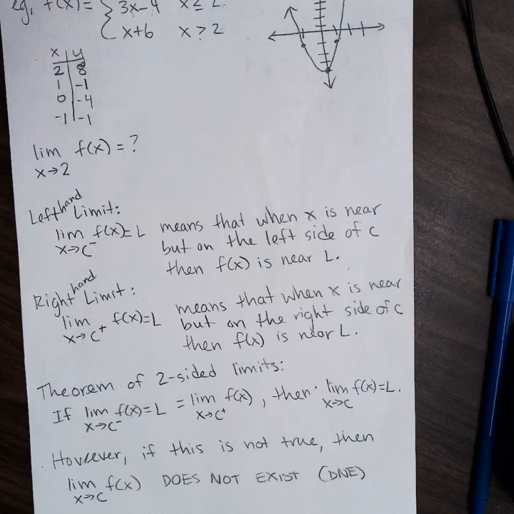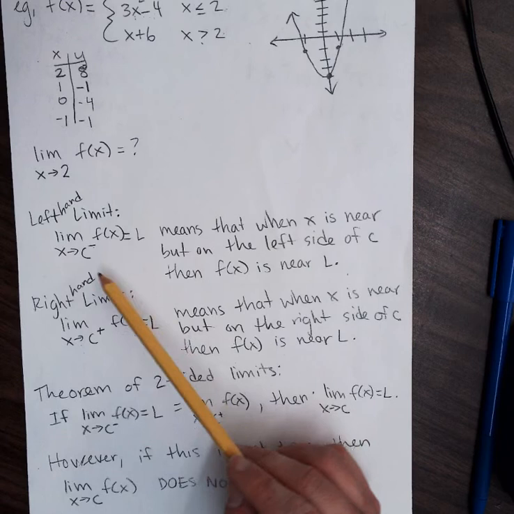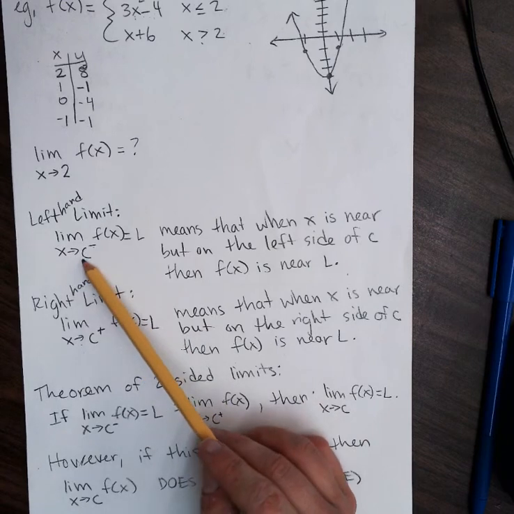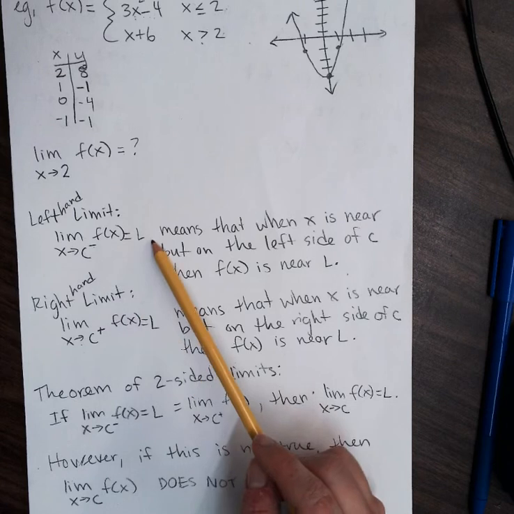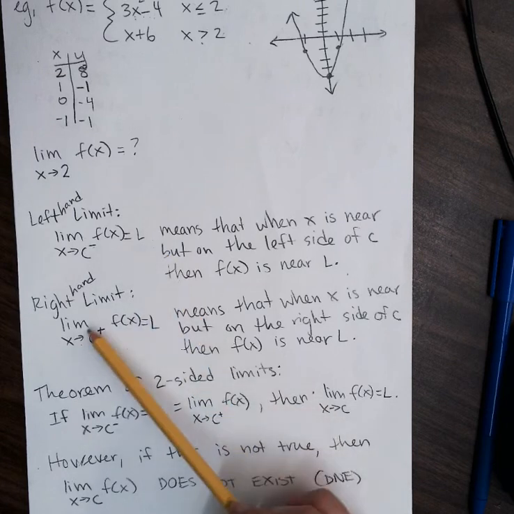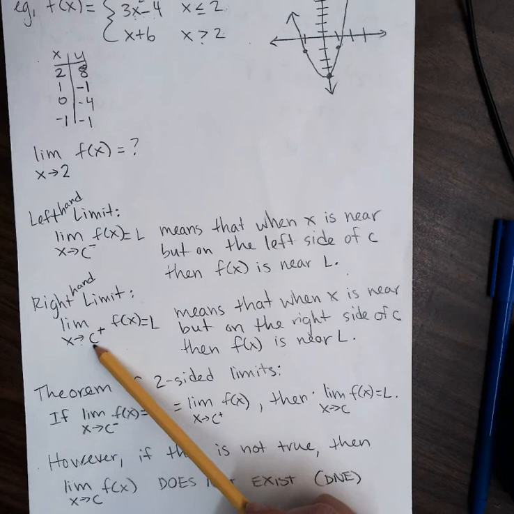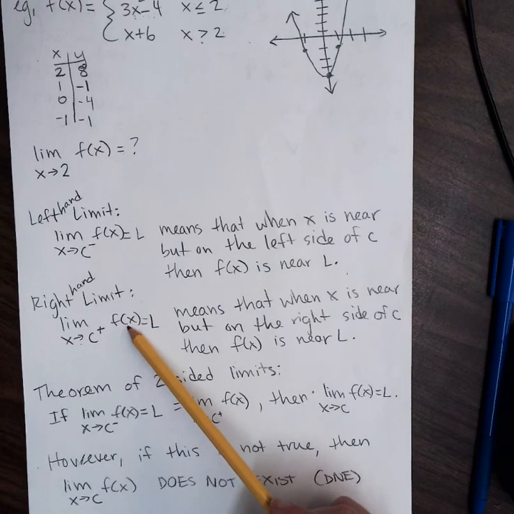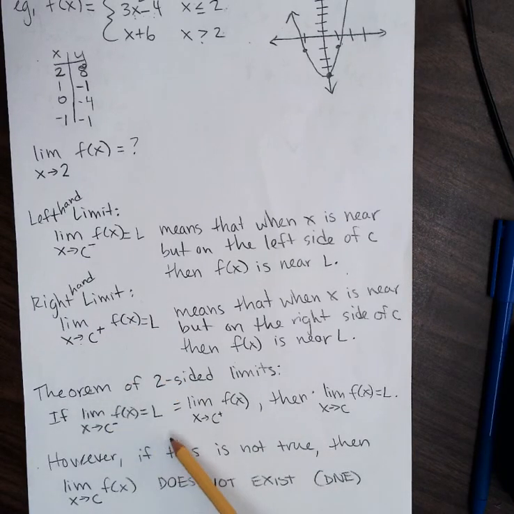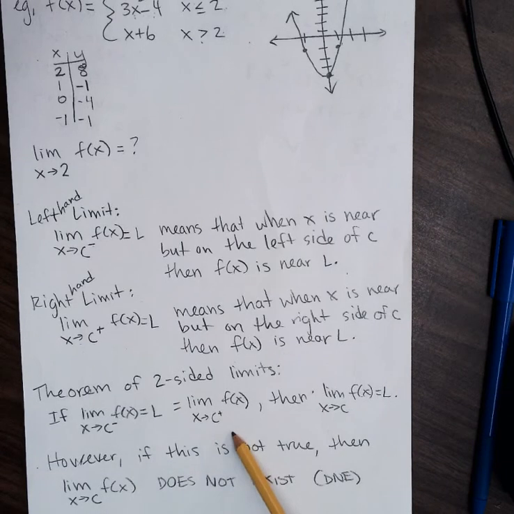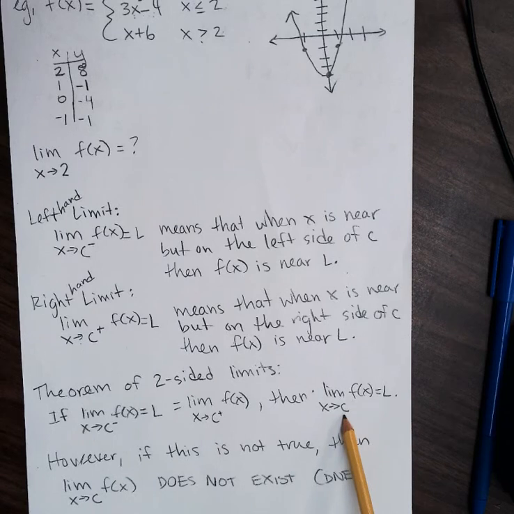So just to recap all of that, a left-hand limit means that when x is approaching a constant from the left-hand side, f of x will equal a value L. The right-hand limit is if x approaches a value c from the right-hand side and it equals L. And the theorem of two-sided limits states that if the left-hand limit and the right-hand limit are equal, then the limit exists at that constant c, but if they do not equal, then it does not exist.